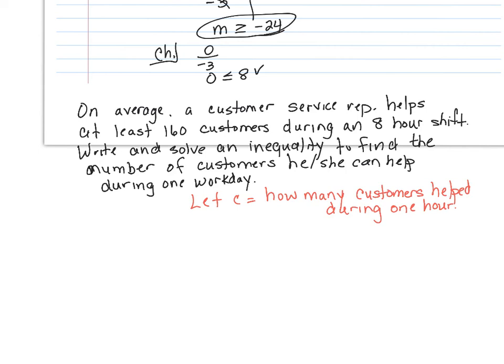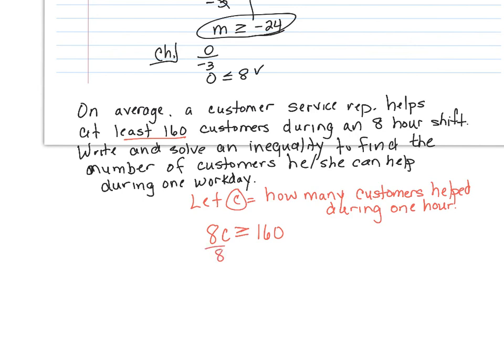Okay, so it's an 8-hour shift. If they help 20 customers, you do 8 times 20. If he or she helped 16, you take 8 times 16. If she helps C or he helps C, we're going to take 8 times C. And it says at least, so this amount has to be compared to 160 customers in his or her 8-hour shift. So at least, that means that this number is going to be greater than or equal to 160.